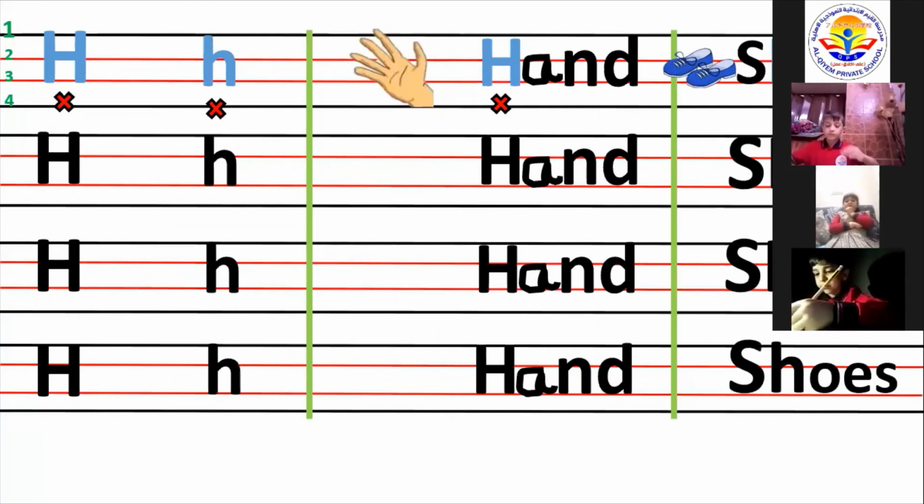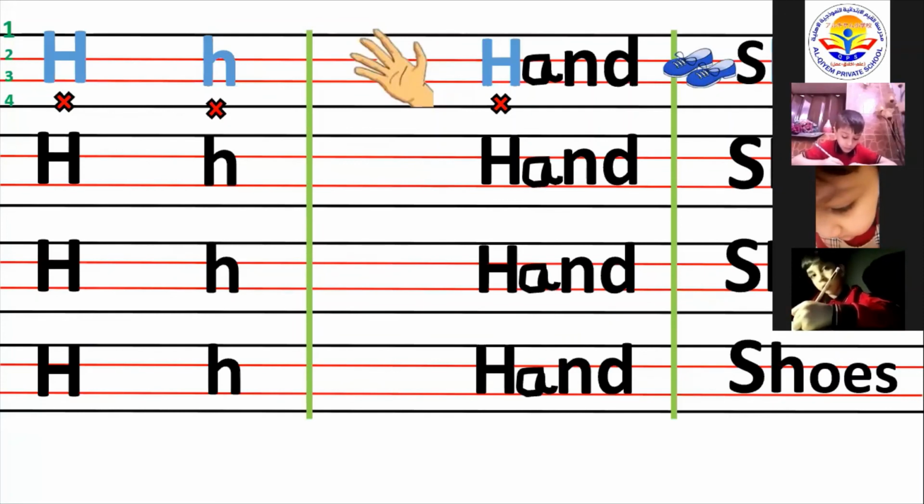Now open your copybooks, bring your pencils and start to write. Write the letter with the examples just 3 times. Hurry up.